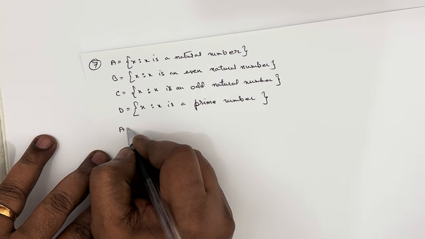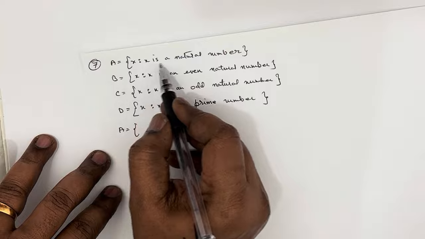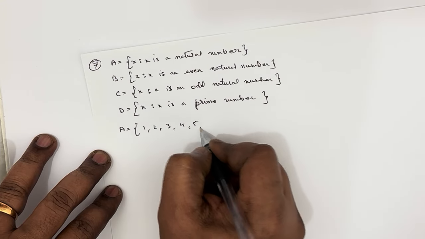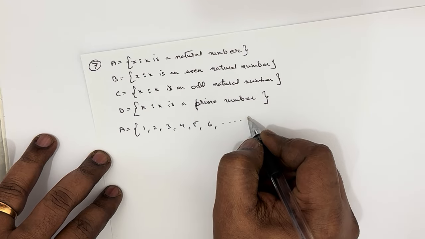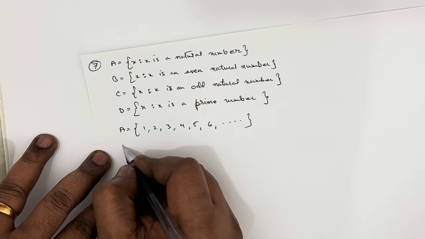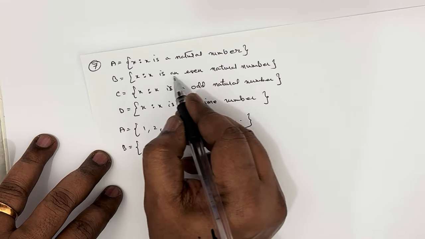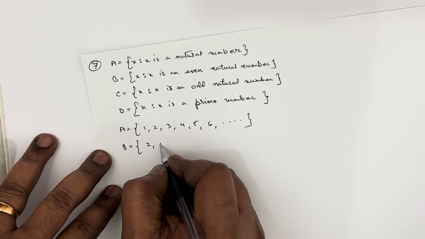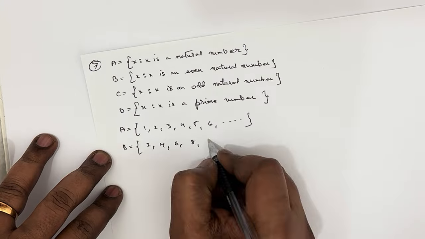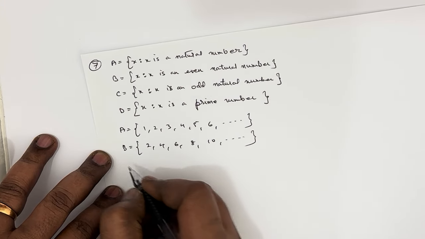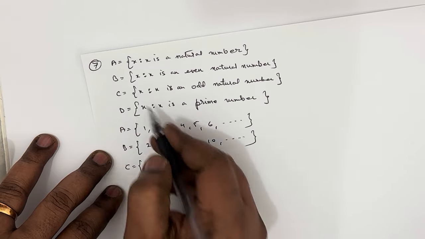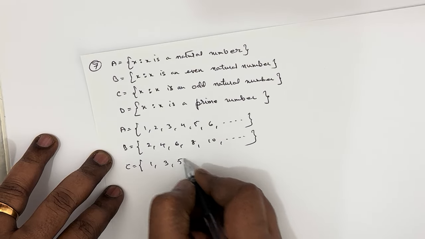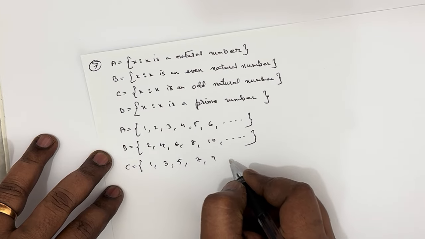A will be the set of all natural numbers, so 1, 2, 3, 4, 5, 6 and so on. And b will be the set of even natural numbers. Natural numbers, but those that are even, so 2, 4, 6, 8, 10 and so on. Now c is the odd natural numbers, so odd are 1, 3, 5, 7, 9 and so on.